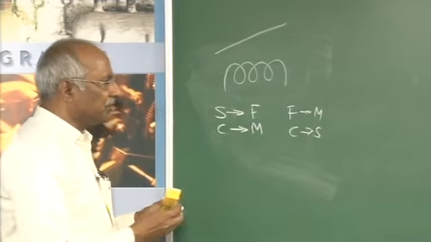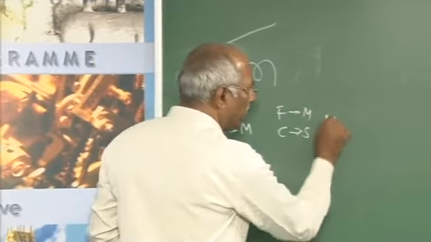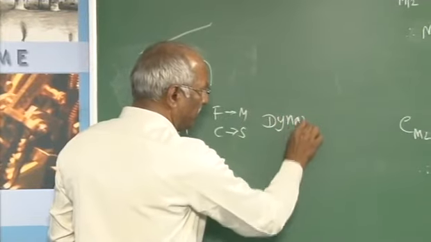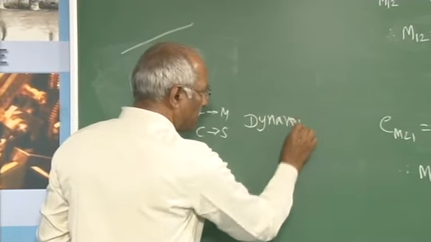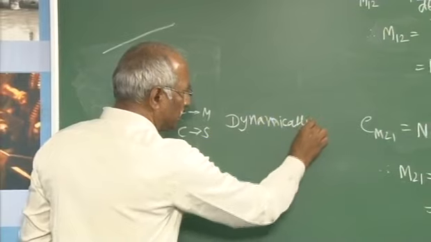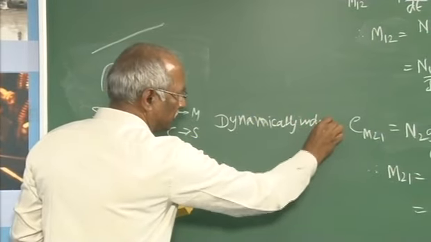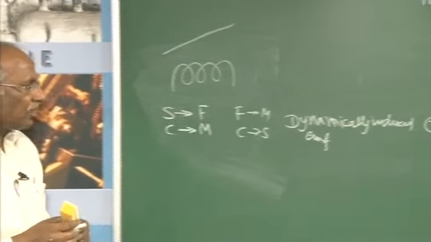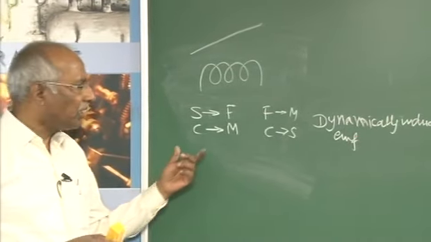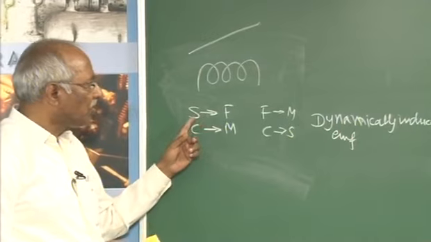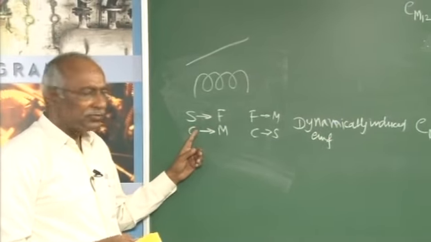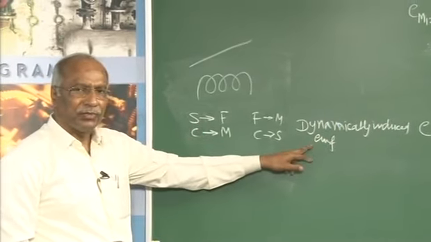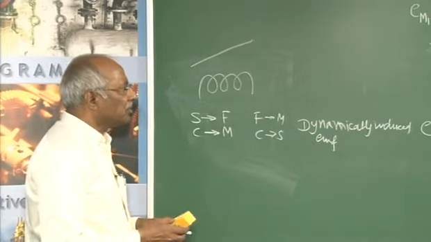The EMF induced is called the dynamically induced EMF. The EMF induced in a conductor or in a coil or in a turn or in a loop or a circuit, when one of them is stationary and the other is moving, is called dynamically induced EMF. The other way is also possible.